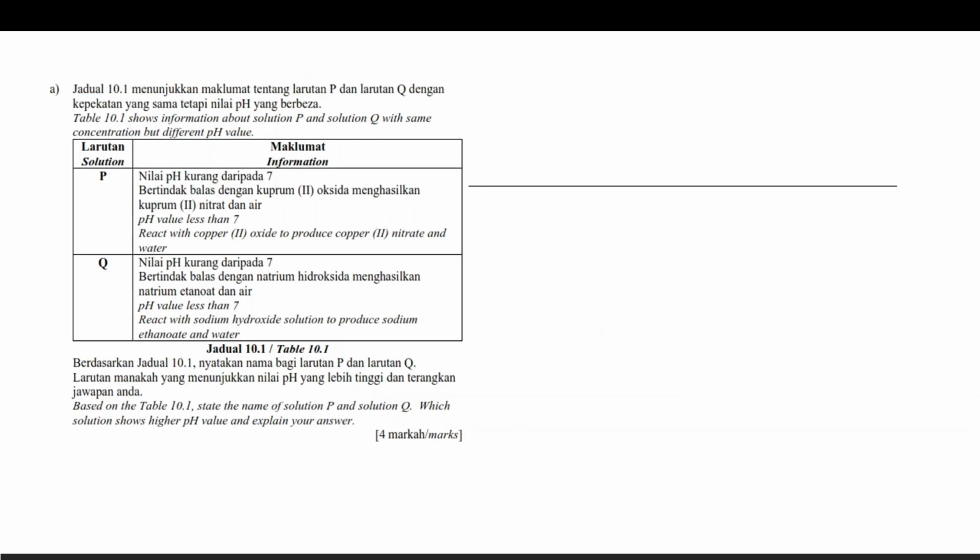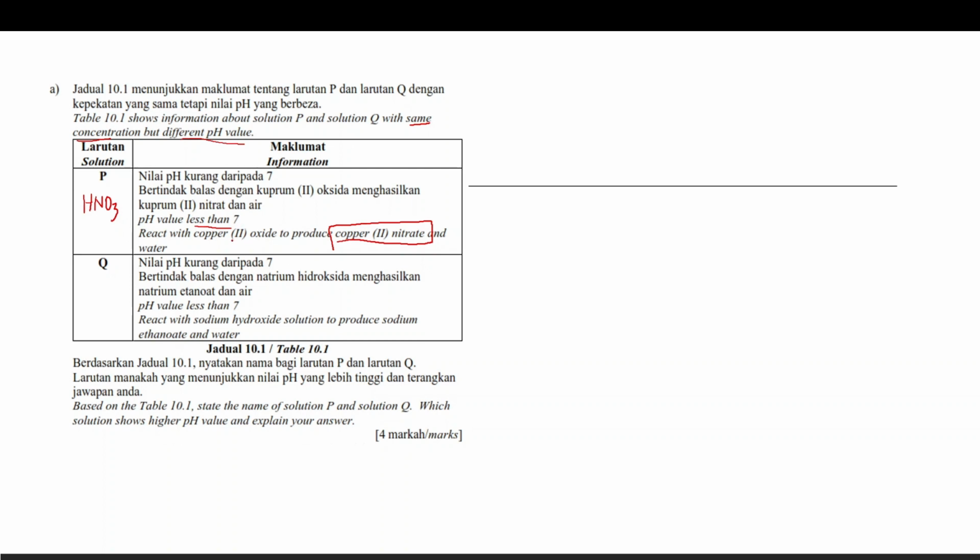Okay, question 10. The table shows the information for solution P and solution Q with the same concentration, so you have to pay attention here, but different pH value. Solution P, the pH value is less than 7. It reacts with copper(II) oxide to produce copper(II) nitrate. So this is a salt, right? So nitrate salt, meaning that the acid should be nitric acid, no?